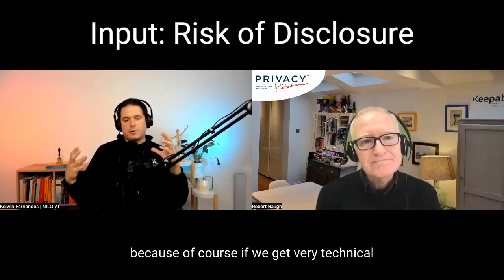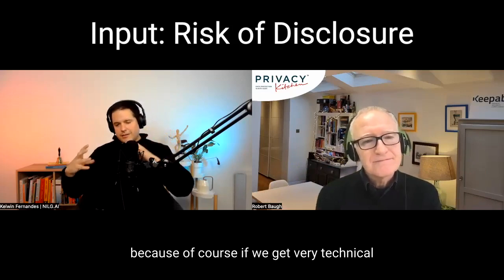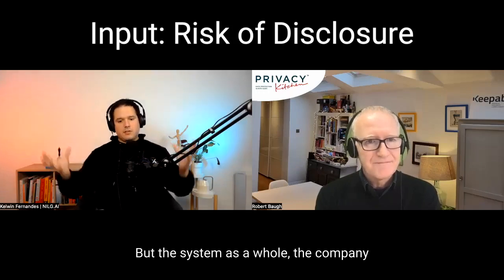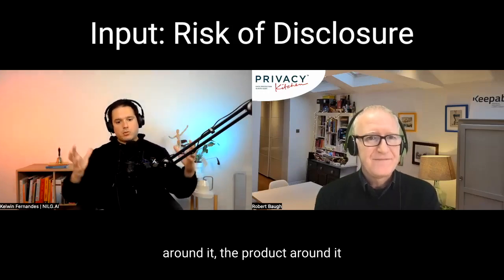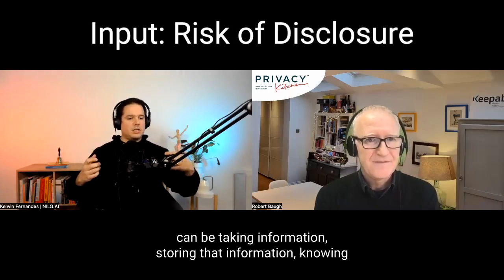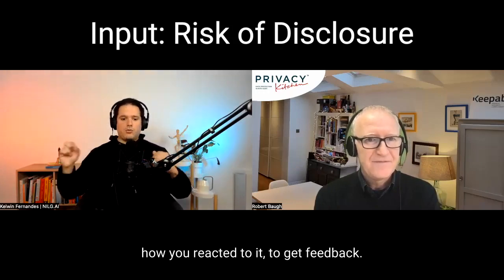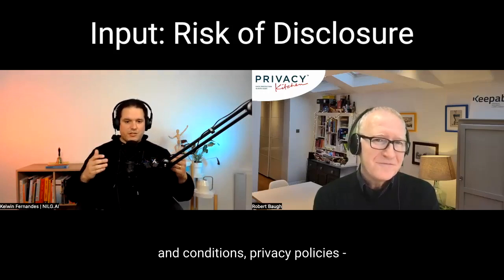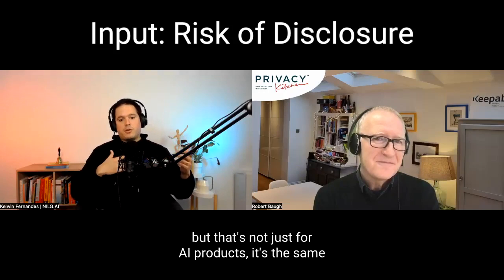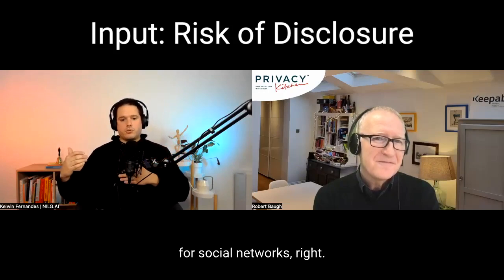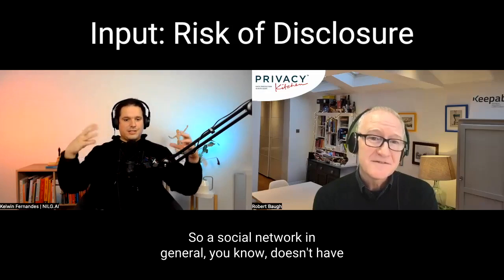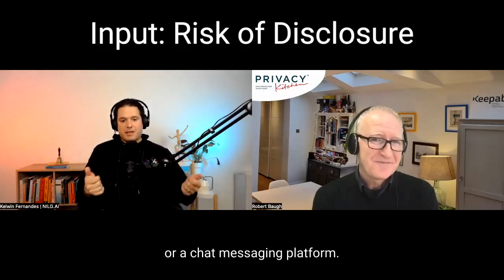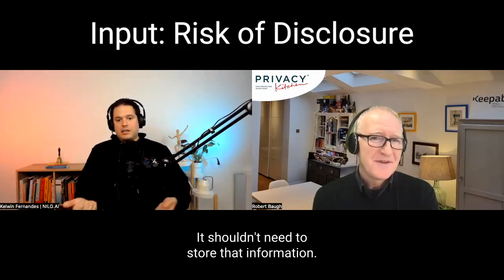Exactly. It's more about the system because, of course, if we get very technical, the model is not storing that information, but the system as a whole, the company around it, the product around it, can be taking information, storing that information, knowing how you reacted to it to get feedback. So that is why it's important to review terms and conditions and privacy policies. But that's not just for AI products. It's the same for a social network, or a chat messaging platform, which shouldn't need to store the information.